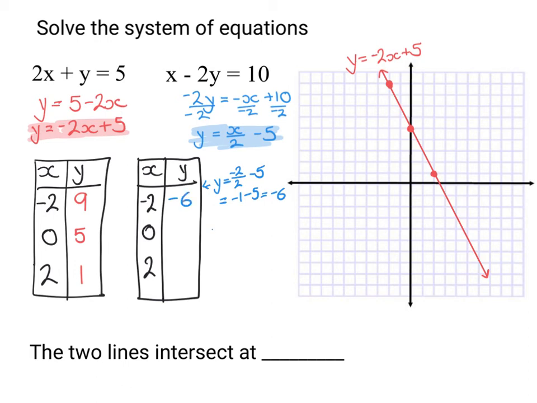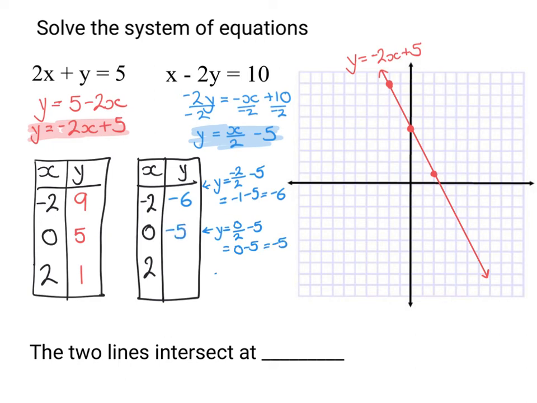Okay, next one. So same equation, y is equal to, now instead of x, it happens to be 0. So I'm going to write 0 over 2, and then minus 5. And 0 divided by 2 is just 0, so 0 minus 5 is equal to -5. So let's put that there.